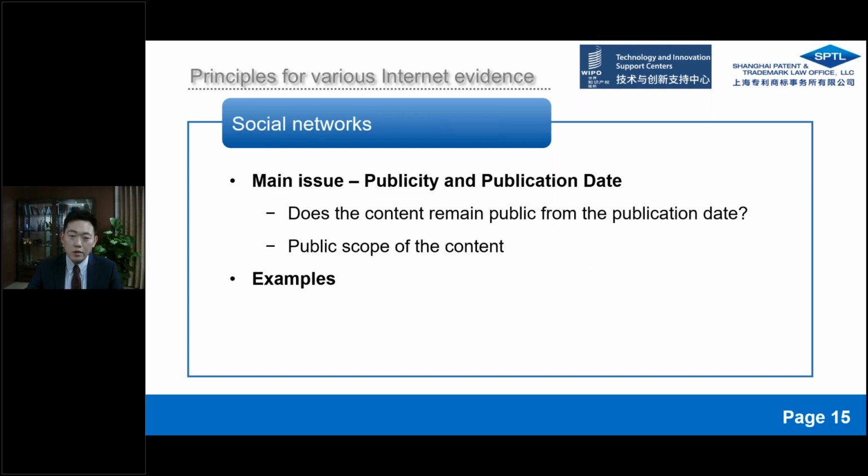Social network evidence mainly includes documents and pictures from social media, such as blogs and WeChat. For social network evidence, the main issue is the publicity and publication date of the published content. We should carefully figure out whether the content remains public from the publication date, and to whom the content is public.